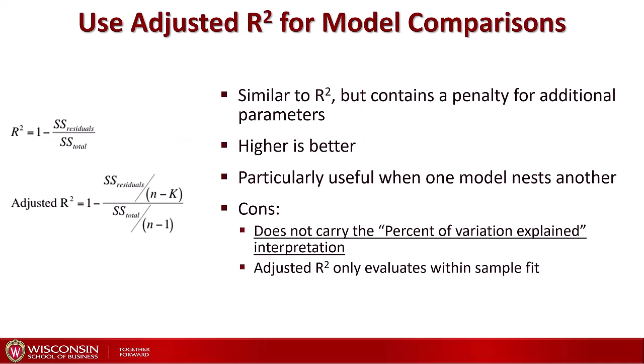So what should we use instead of using the standard R-squared? Well, we are going to use the adjusted R-squared for our model comparisons. It's similar in calculation to R-squared, but in addition to the standard equation, it also has a penalty term for additional parameters. I have put the formula here, but you don't need to learn it. It's just for your own information.